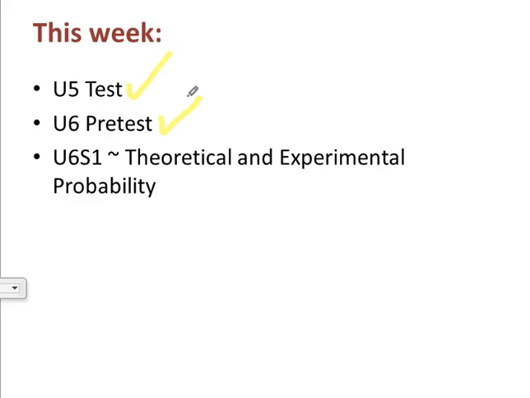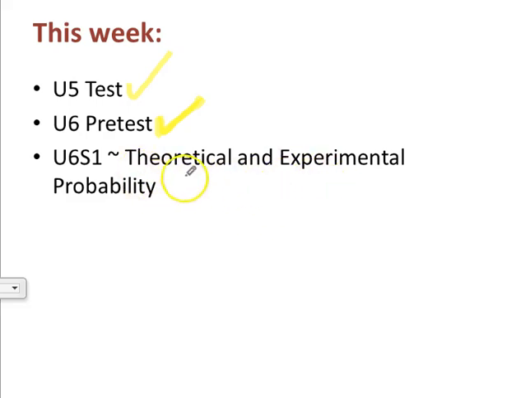Remember, it's just a pretest. You'll earn full credit for completing it no matter how you do. It's just for you to see what you're going to be learning and what you do and don't know, and then you're going to do all the learning as we go through Unit 6, so it's okay if you don't know stuff. And then we're going to start on Unit 6 with Unit 6 Session 1, and Unit 6 is all about probability.